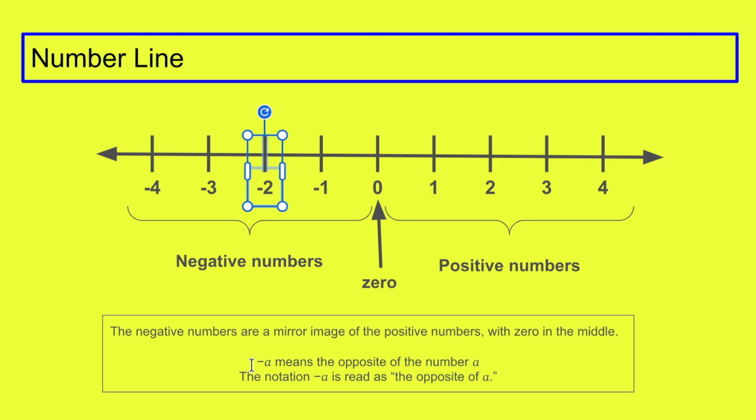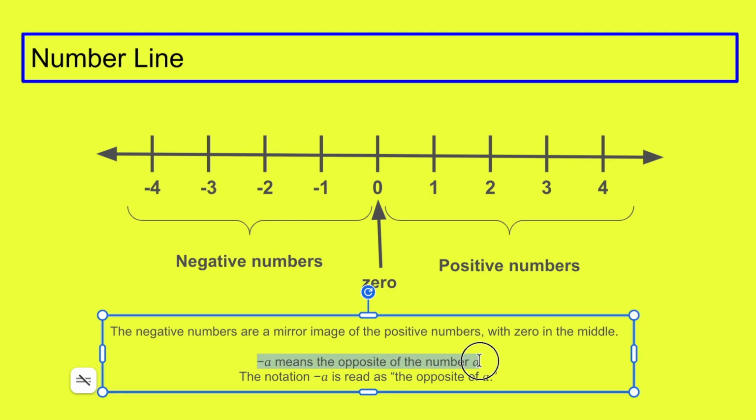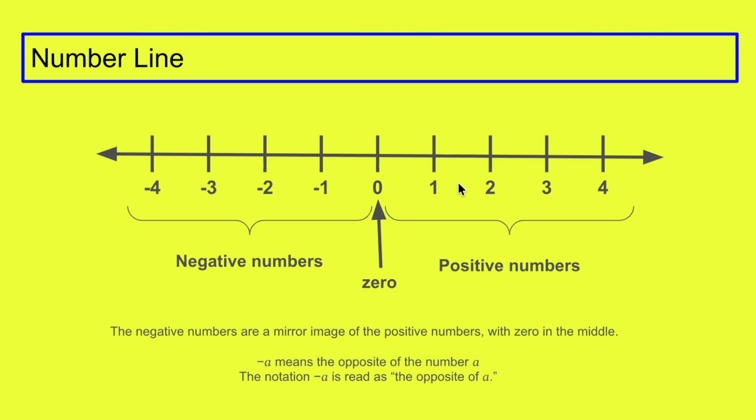Minus a means the opposite of the number a. As of now, remember that. You don't need to remember it also. Just know that it is called the opposite of, basically it's a mirror image, right?